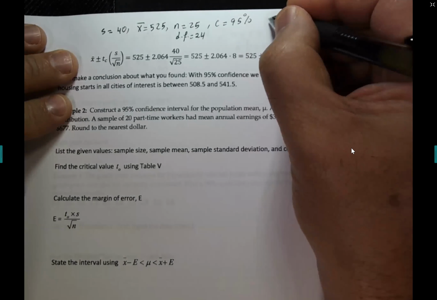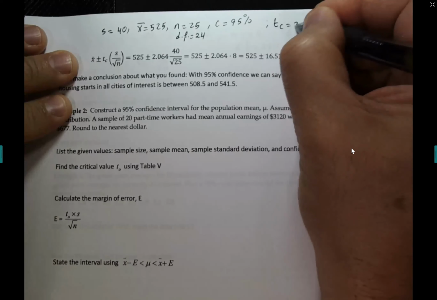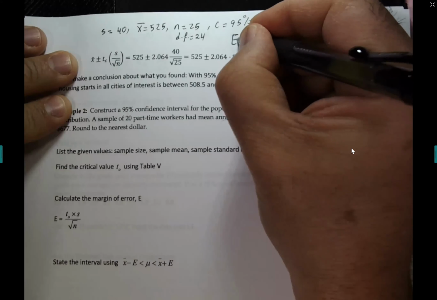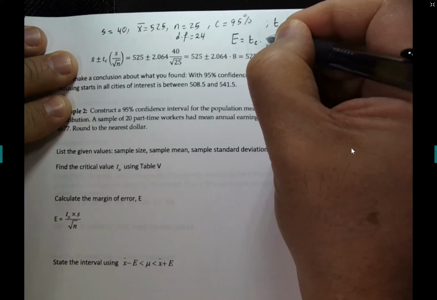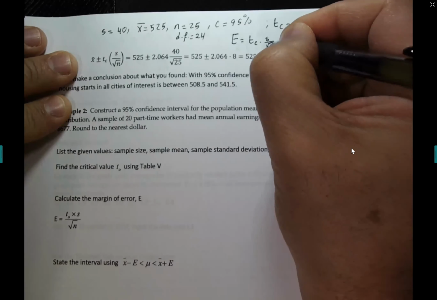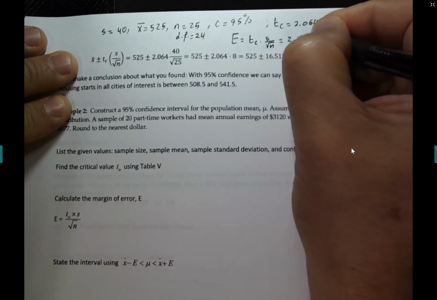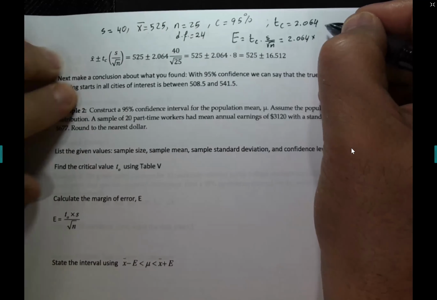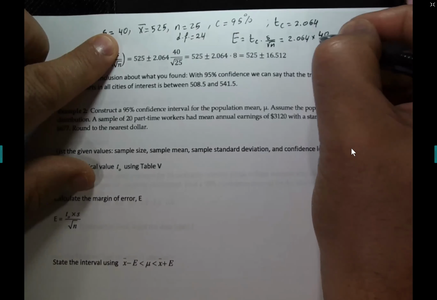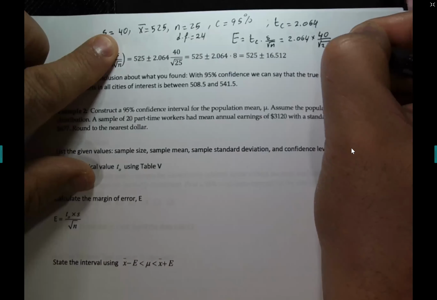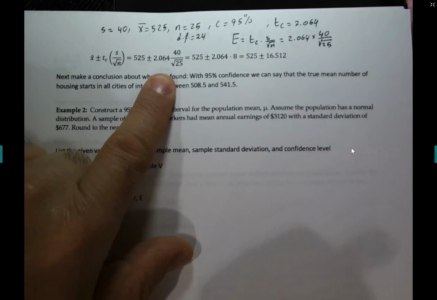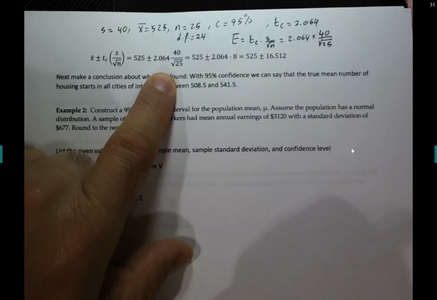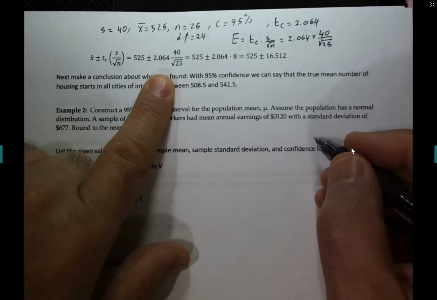So TC is 2.064. To find E, guys, it is TC times S divided by square root of N, which is 2.064 times S, which is 40, divided by square root of N, which is square root of 25. And I've done the work, as you can see here, guys, already. So it will be 16.512.